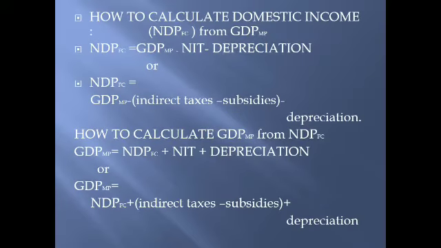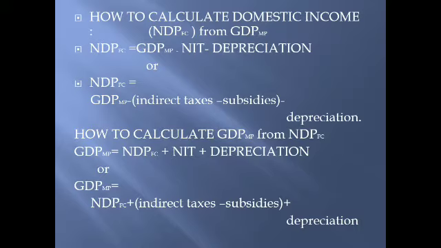Now let us see how to calculate domestic income, that is NDPFC, from GDP-MP. Here I wrote the formula, you just see. NDPFC is equal to GDP-MP minus NIT minus depreciation. So that is net domestic product at factor cost. That is, NDPFC means domestic income.